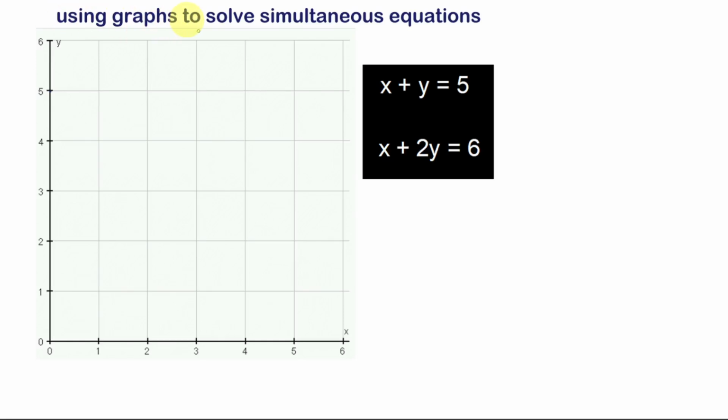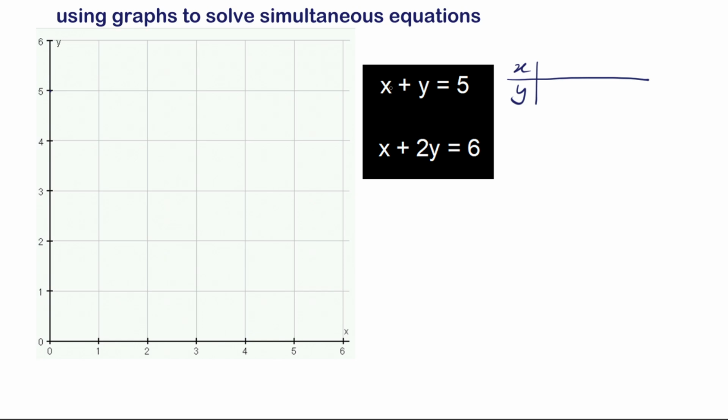Using graphs to solve simultaneous equations. Okay, here we have a simultaneous equation. So we have x plus y equals 5 and x plus 2y equals 6. Okay, let's take the first equation, x plus y equals 5, and what we're going to do is find values of x and y which fit for this equation.